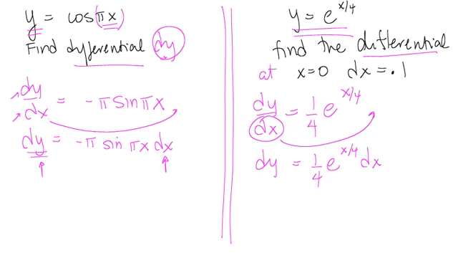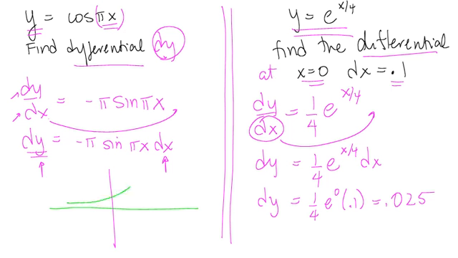And at this point I'm going to plug in my values of 0 and 0.1 to figure out my dy. And if I do that, I get e to the 0 times 0.1, which works out to be 0.025. So what does that mean? That means that if I have an exponential function and I'm looking at x equals 0, then I move over just a little tiny bit to 0.1, then my y value is going to change by approximately 0.025. It's going to go up by 0.025.